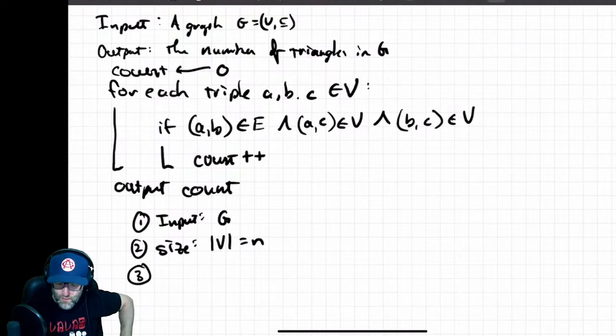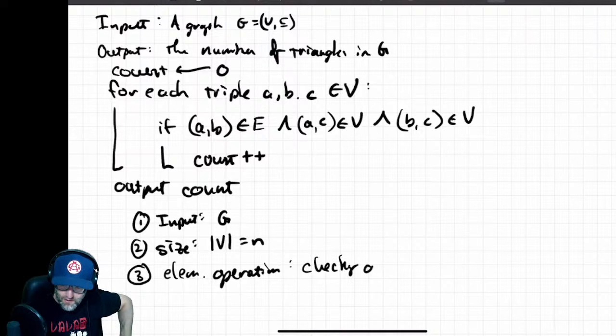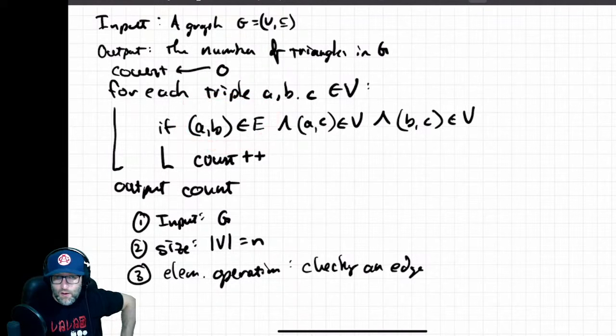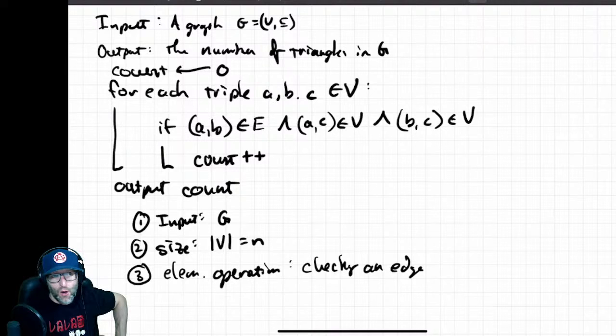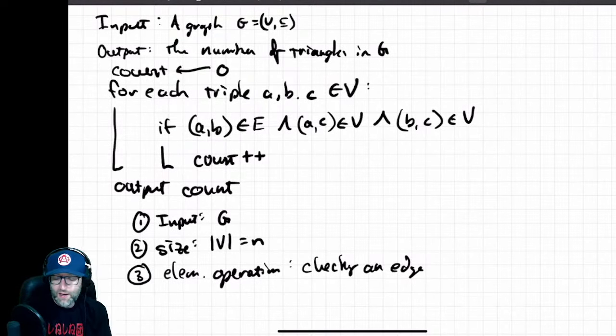3. What's our elementary operation? I'd say checking an edge, right? This predicate right here is A, B an edge, right? If your graph representation was a matrix, an adjacency matrix, or if it were a list, that would have different complexities. But I'm going to say, well, whatever that is, it costs me 1. It costs me $1 to ask whether or not there is an edge. It doesn't matter what the underlying representation is. It just costs me one thing. That's what an elementary operation is, right?